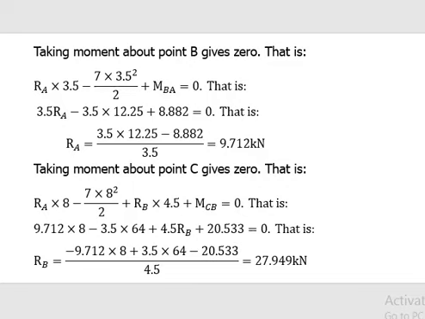Next, we take moment about support C. That's determined just before support C. Just before support C, we'll get all the moments. RA times in brackets 3.5 plus 4.5. That's RA times 8 plus RB times 4.5. Then minus that of uniform distributed loads. That is 7 times 8 square over 2. Then plus MCB. All these moments will give us 0. Simplifying, we have RB to be equal to 27.949 kilonewton.